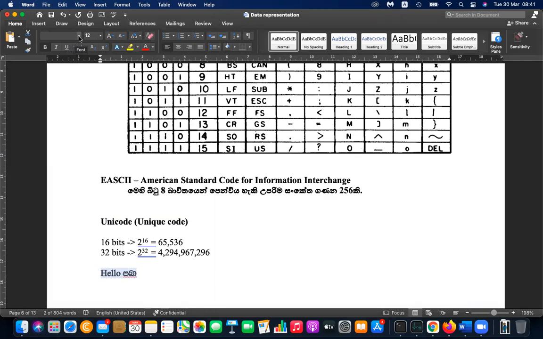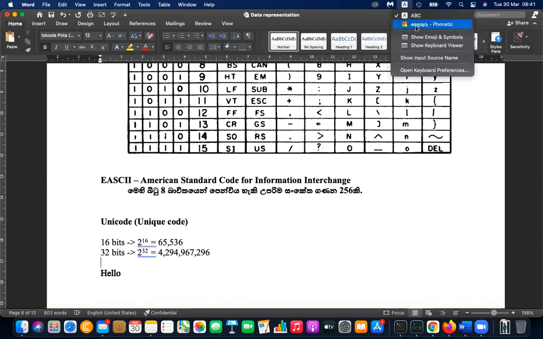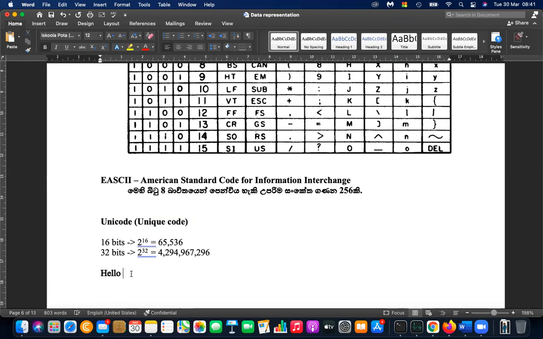That is a trouble. But the idea of Unicode is this. If I have hello, let's say the same, I'm going to use Skolapota, which is a Unicode-supporting font. Hello. Then if I want to write something in Sinhala, I can use the phonetic keyboard and write hello. Likewise, I can write in Sinhala. But the thing is, see, the font is not changing. If I select all, the font is the same.